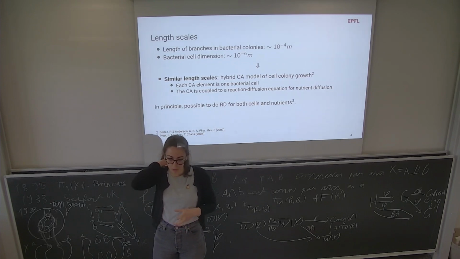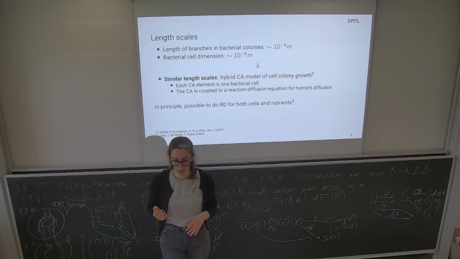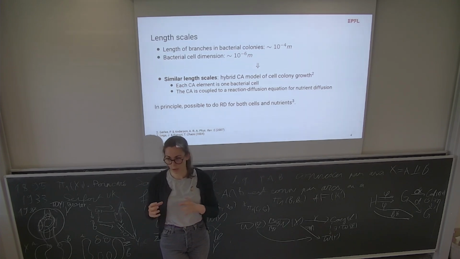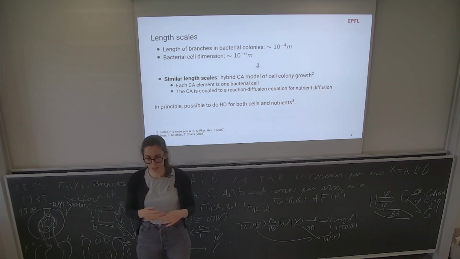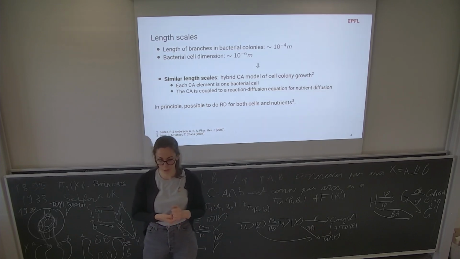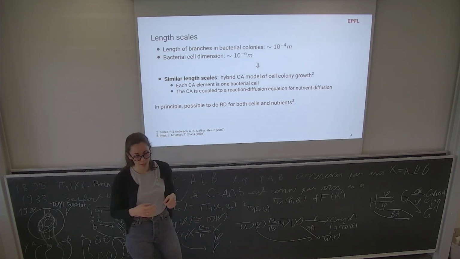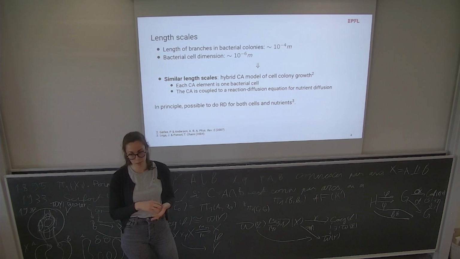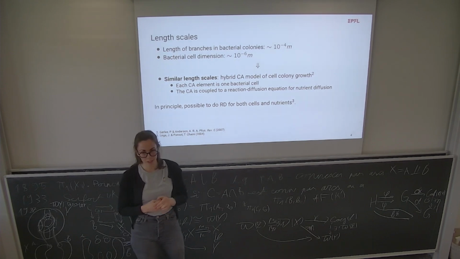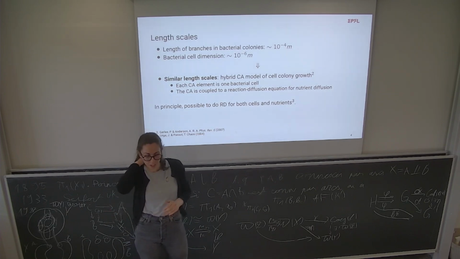So it has been proposed that cellular automata could be a good way to model this system, because the length scale of your cell is more or less the same as that of the branches. To see the dynamics at the cell level, it would be appropriate to use a cellular automaton. In particular, I implemented a cellular automaton where each element is one bacterial cell. I only consider nutrient and not other parameters, so no pH. So it's a very simple model.